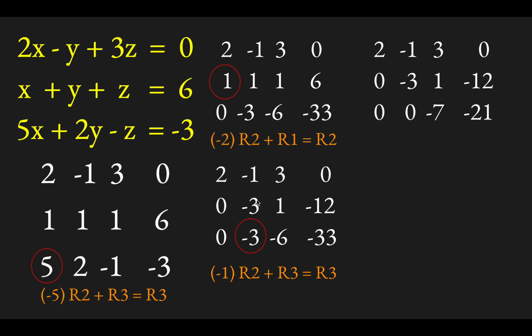Negative 1 times negative 3 would give you 3, and then if you add that to negative 3, you'll get 0, and that's why there's a 0 here. And then finally, negative 1 times 1 is negative 1, and if you add that to negative 6, you'll get a negative 7. And then we have negative 1 times 12, which would be positive 12, but we have to add that to negative 33. So positive 12 and negative 33 will give you a negative 21.